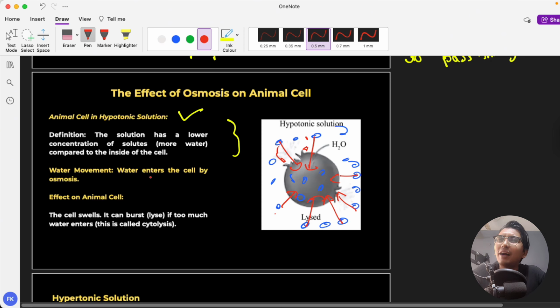And when I was in O level, I was always confused between hypotonic solution and hypertonic solution. I always used to mess this up, so you should not mess this up. It took me a while to get that in my brain.